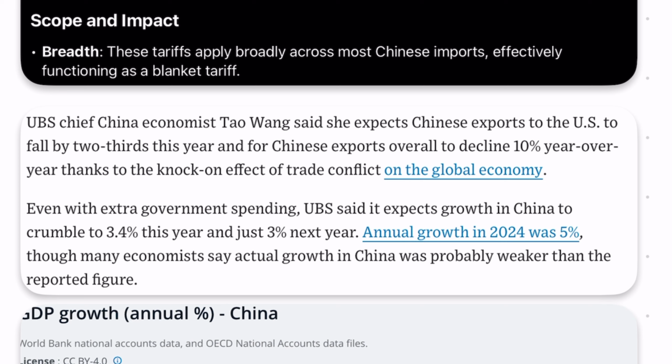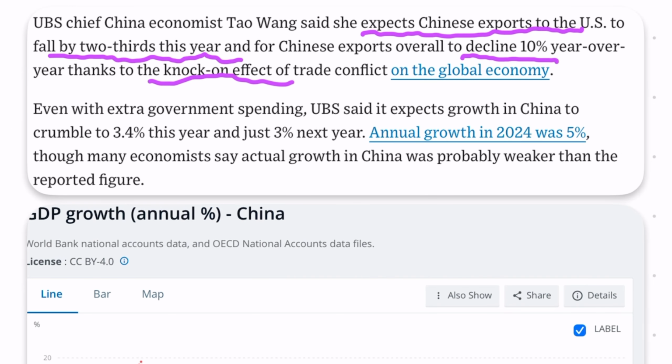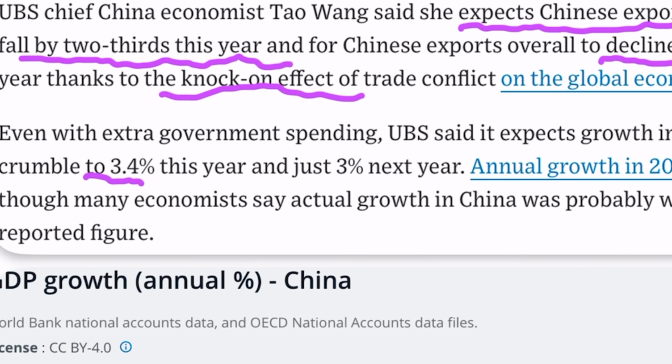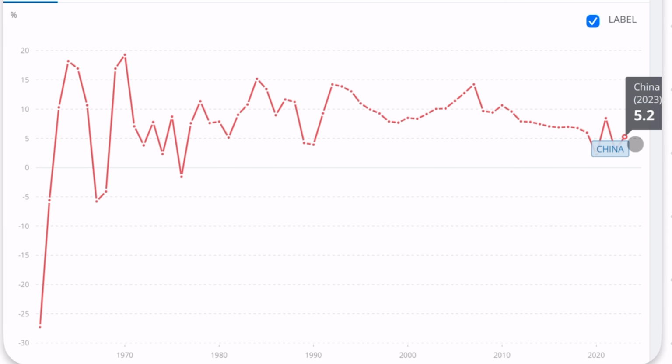This is why some economists expect Chinese exports to the United States to fall by 2/3 this year. And this has the potential to reduce GDP growth in China this year to just 3.4%, and an even more astonishing 3% next year. And this would be far below China's even recent economic growth rate, hovering around 5.5%.